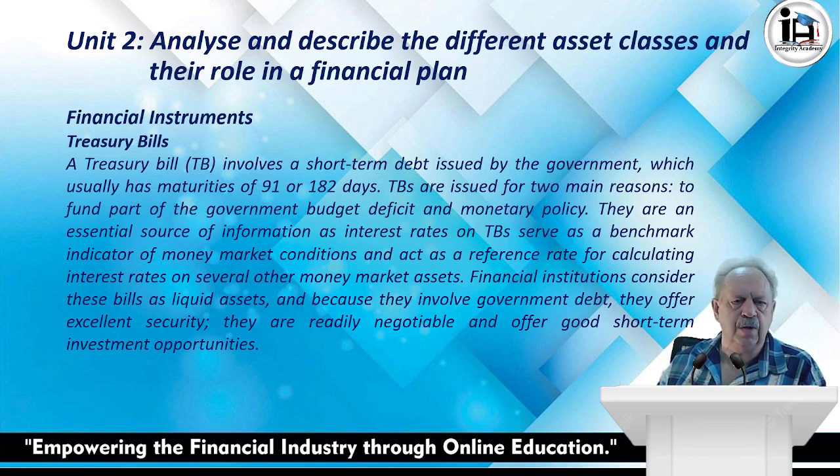Another one is a treasury bill. A treasury bill is a short-term debt instrument issued by the government, which usually has maturities of 91 to 182 days. Treasury bills are issued for two main reasons: to fund part of the government budget deficit and for monetary policy. They are an essential source of information, as interest rates on treasury bills serve as a benchmark indicator of money market conditions and act as a reference rate for calculating interest rates on several other money market assets.